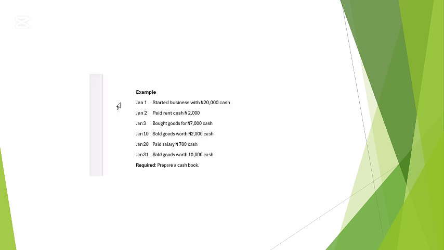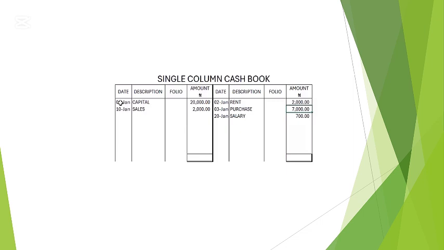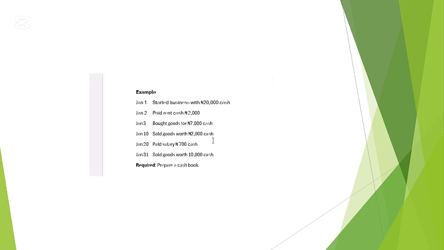So next one is 31st, sold goods worth 10,000 naira cash. You are selling goods, like we said before. Goods is leaving the company, but cash is coming in. So cash is coming into the cash book. Cash book receiving it on the 31st. Narration also sales, so called revenue. How much? 10,000. So I think that is all we have there.